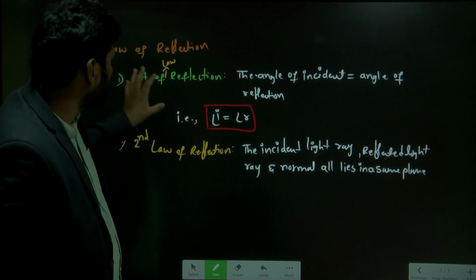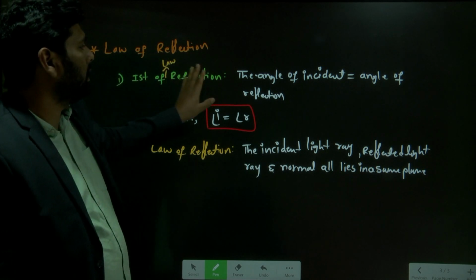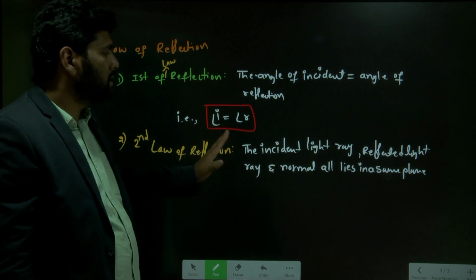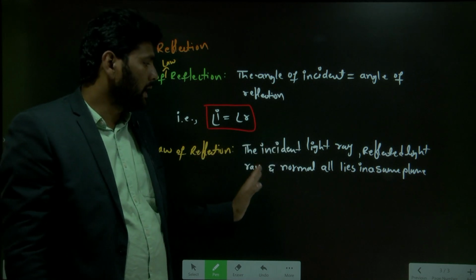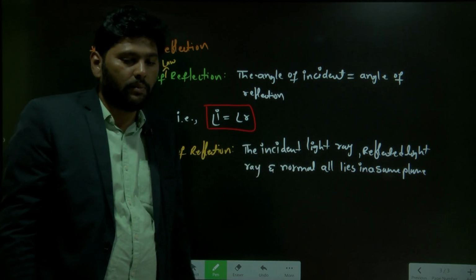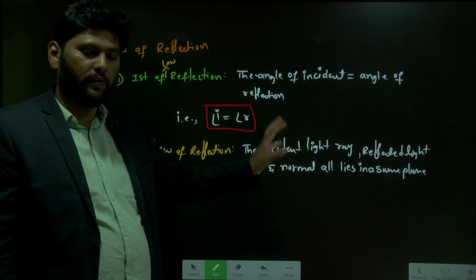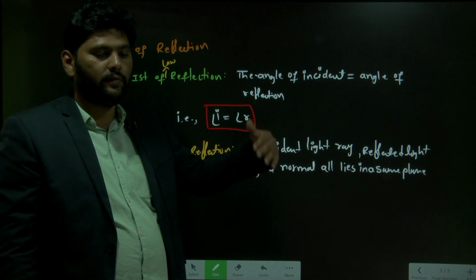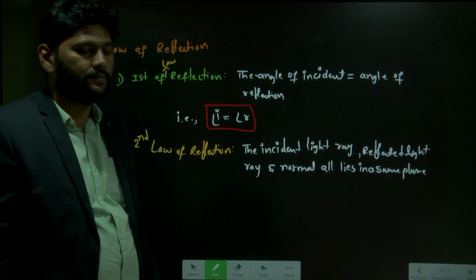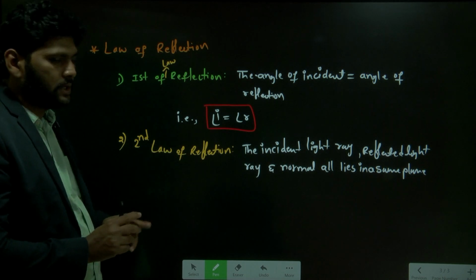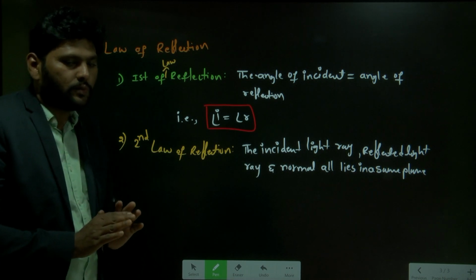The first law of reflection is angle i is equal to angle r, and the second law is that the incident light ray, reflected light ray, and normal lie in the same plane. These are the two laws. They appear very simple but are very powerful for understanding facts related to reflection of light. Based on these two laws, let's take some questions.